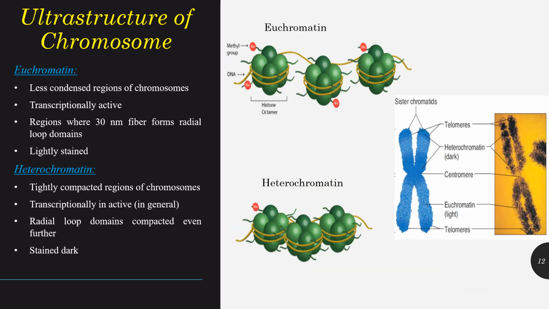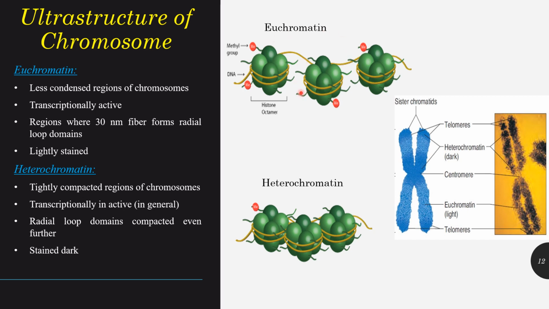Due to this packaging, two distinct portions of chromosomes are seen when observed under microscope: light condensed regions and the dark condensed regions. The light condensed regions of chromosomes are known as euchromatin. This is the structure of the euchromatin. This is the area of the euchromatin. And the tightly compact regions of chromosomes, which are known as heterochromatin.